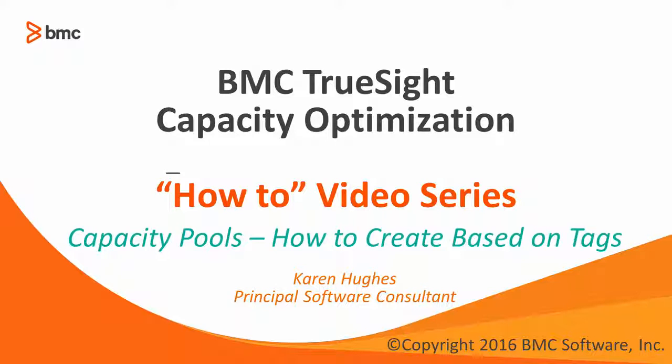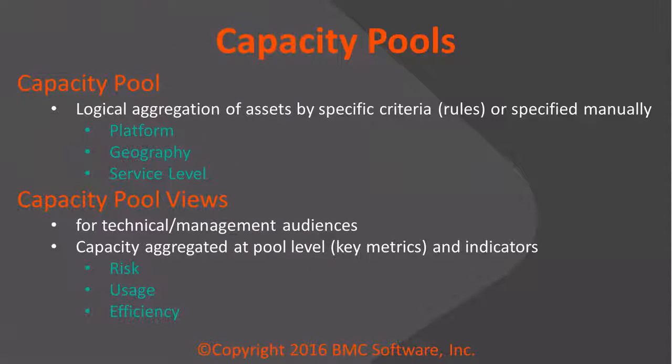In this module, we're going to discuss how to create a capacity pool based on tags as part of the BMC TrueSight Capacity Optimization how-to video series. In its simplest form, a capacity pool is just a logical aggregation of assets that are either picked manually or specified based on some type of criteria. In this particular case, our criteria is going to be based on tags.